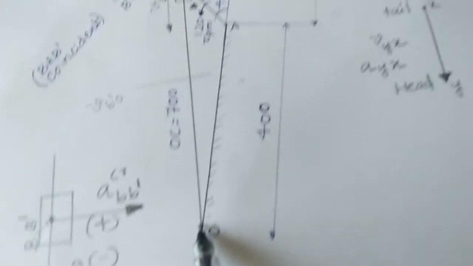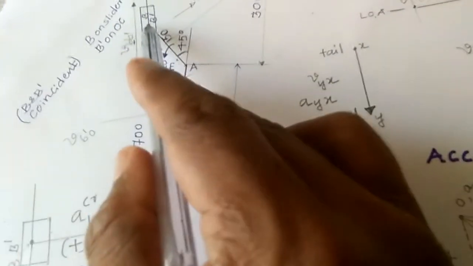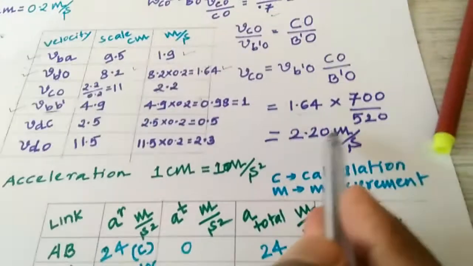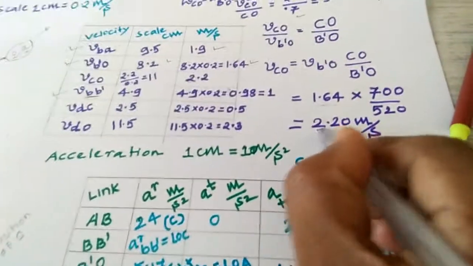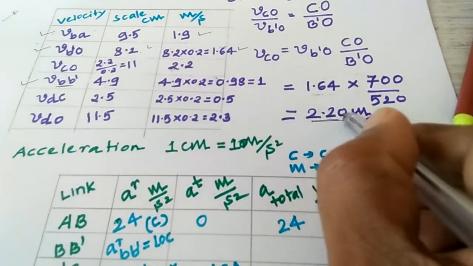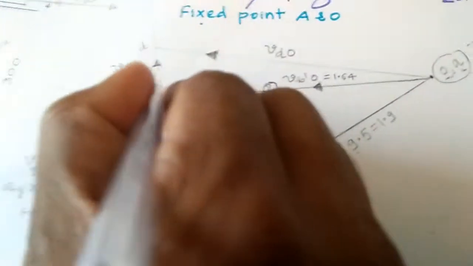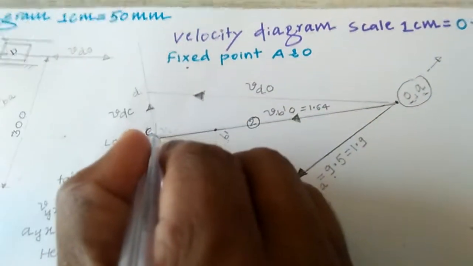Then B dash O, you have to measure it. You look at this space diagram, it is not given, so from this point to this point you have to measure it, and it comes as 520. Then finally the CO distance comes as 2.20. Then you get this point as the C point, as you got it by the ratio method.